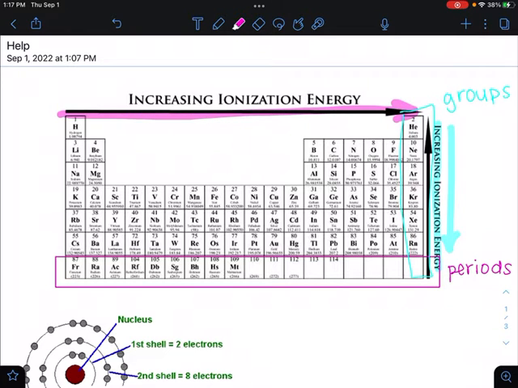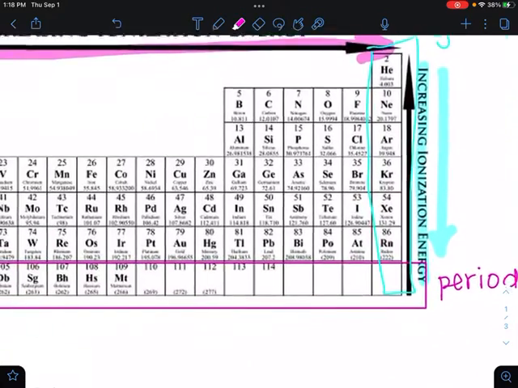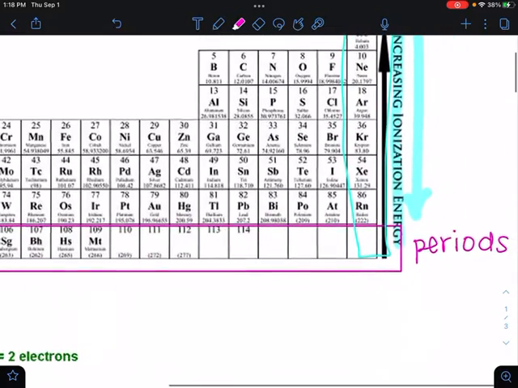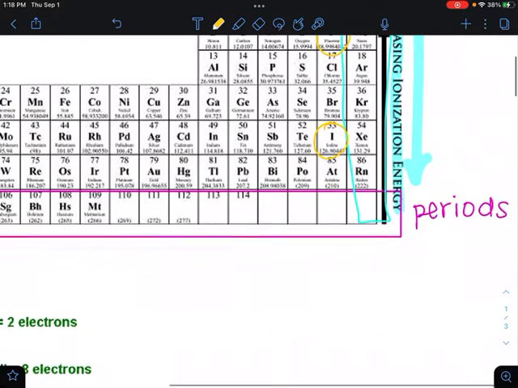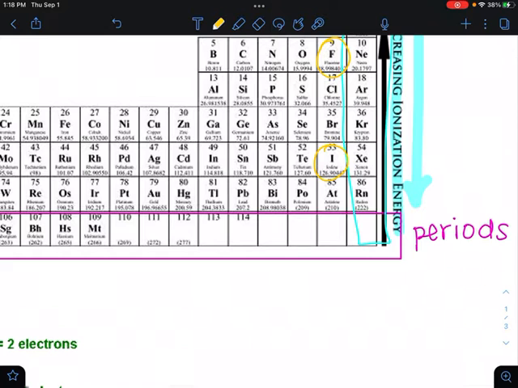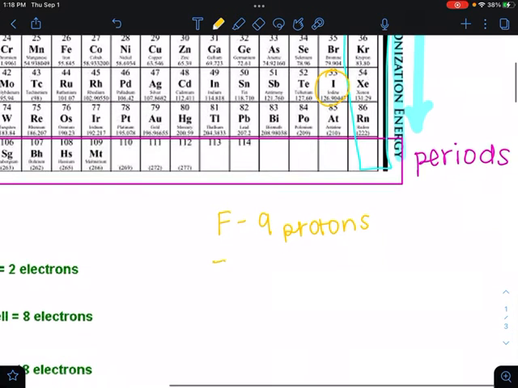So let me just explain that to you, why that is. So let's compare fluorine to iodine. So let me star which atoms. Fluorine to iodine, right? So fluorine has 9 protons. Remember, proton defines the atom. So fluorine, 9 protons. Compared to iodine, which has 33 protons.